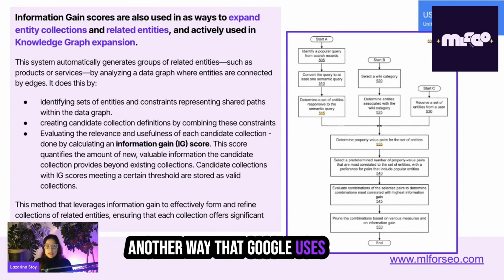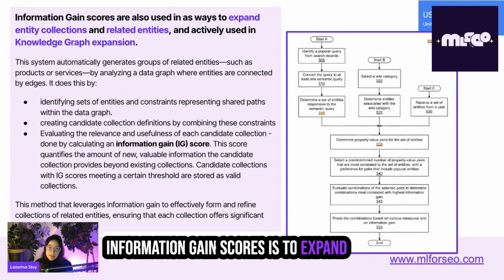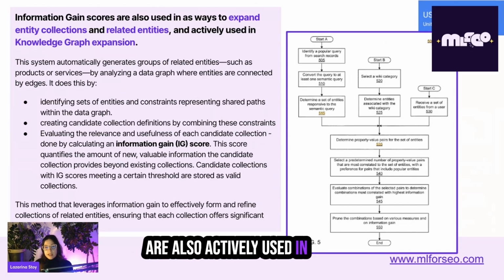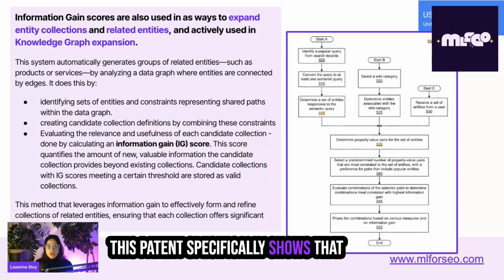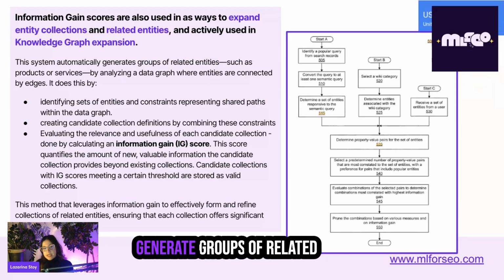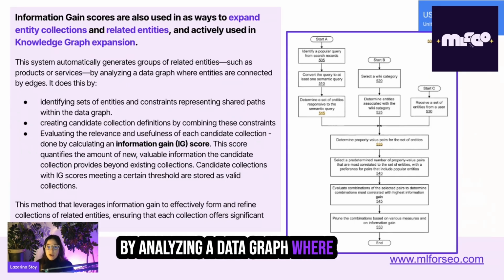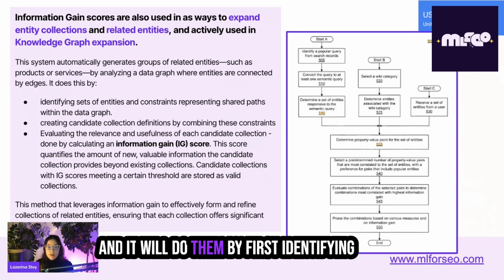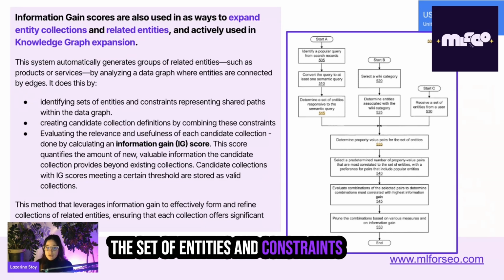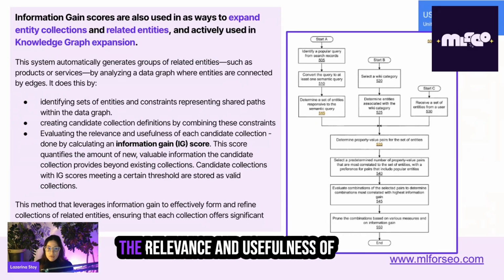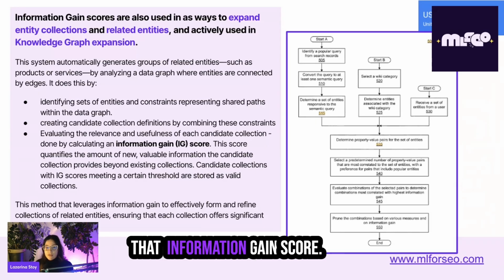Another way that Google uses information gain scores is to expand entity collections and related entities. And of course, these scores are also actively used in knowledge graph expansion. This patent specifically shows a system that will automatically generate groups of related entities, like products or services, by analyzing a data graph where entities are connected by edges. And it will do this by first identifying the set of entities and constraints representing shared paths within the knowledge graph, then creating candidate collection definitions by combining these constraints, evaluating the relevance and usefulness of each candidate collection, which is done by actually incorporating that information gain score.